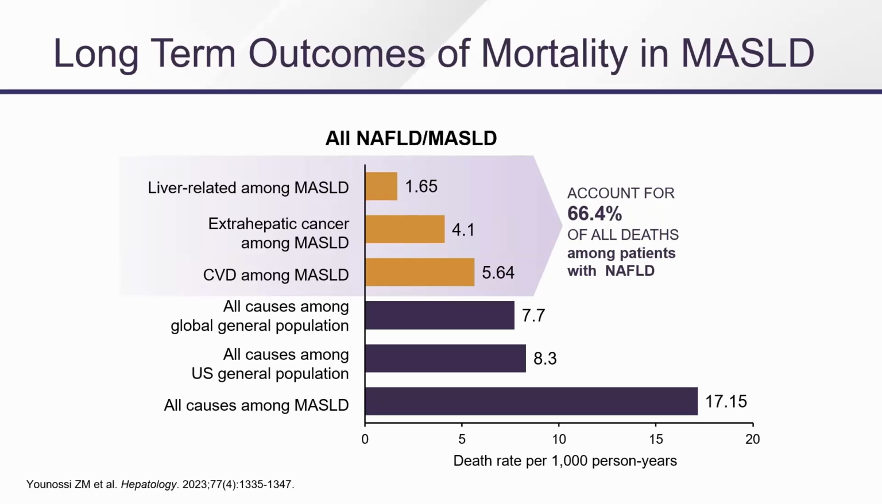So why are we talking about MASLD? What is the importance of it? Well, really, MASLD, overall, just to start with, has a higher death rate. So all-cause death from MASLD is significantly higher per 100,000 person-years at 17, versus the general population at somewhere between 7 and 8.